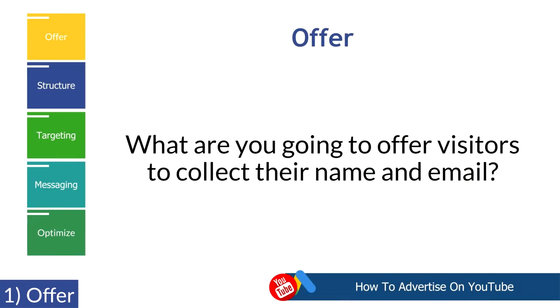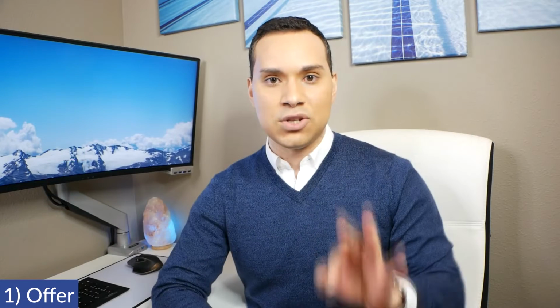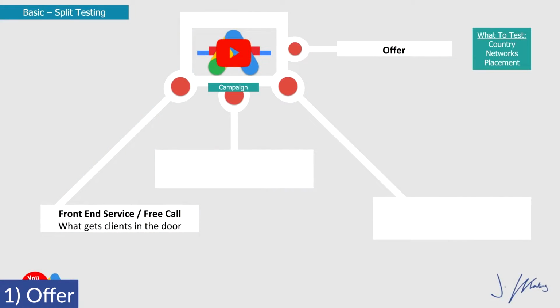The very first step is deciding what you're going to offer people in order to collect their name and email. Now we have three main choices. Of course, you can be more creative and go outside of these, but these are the most common three. The first one is doing a free call or free strategy session. This is where you book a free consultation, provide some value, and then offer your service on the call. It's pretty standard.